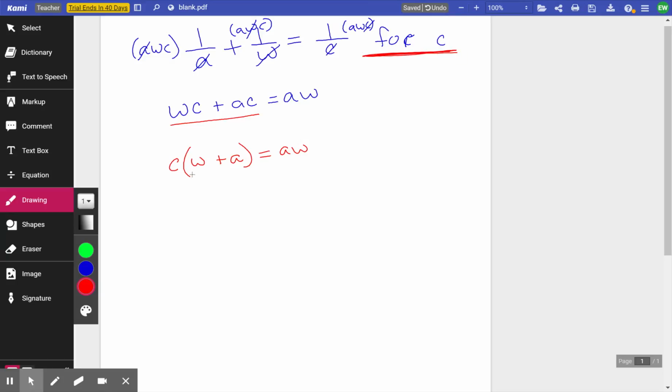So how do I get C by itself? Well, this expression on the left is C times W plus A. The way I would get rid of W plus A is by dividing. We do the opposite operation on both sides. So W plus A cancels out, and C will be AW all over W plus A.